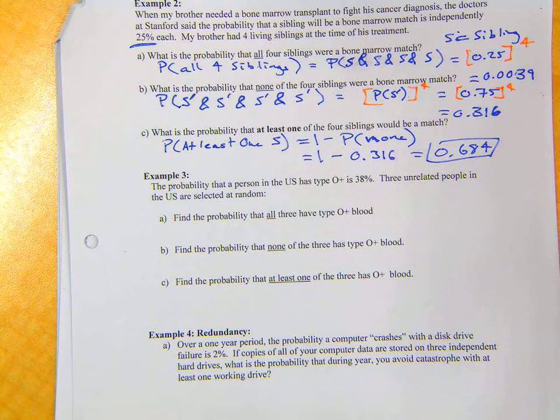Sorry, Evelyn had a question. Where did you get the 0.75? So that was the complement space of the 25%. Because 25% of the time, one sibling will be a match. So 75% of the time, that sibling will not be a match.